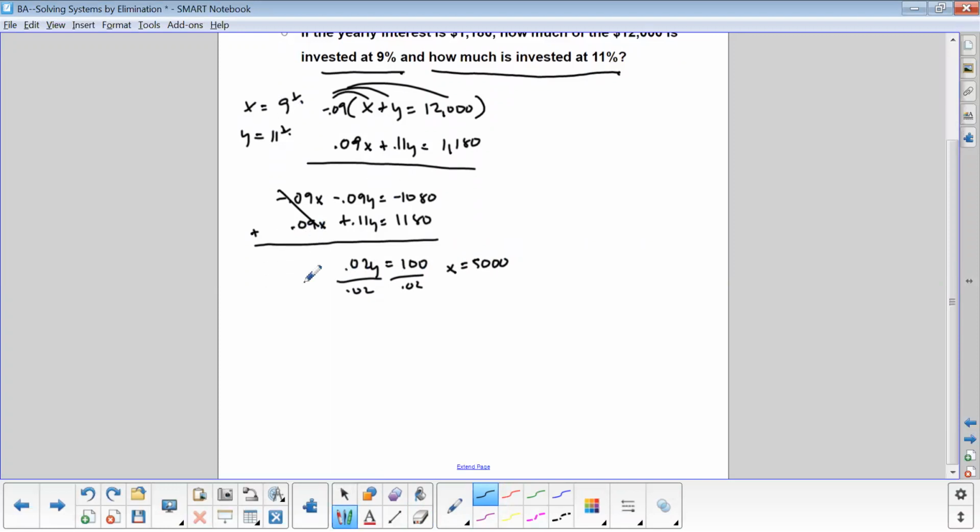And then just need to go back and substitute in, since I know that this is 5,000, so 5,000 plus something equals 12,000. So Y would equal 7,000. So 5,000, comma, 7,000 would be your solution, because it was $5,000 invested at the 9%, 7,000 invested in the 11%.